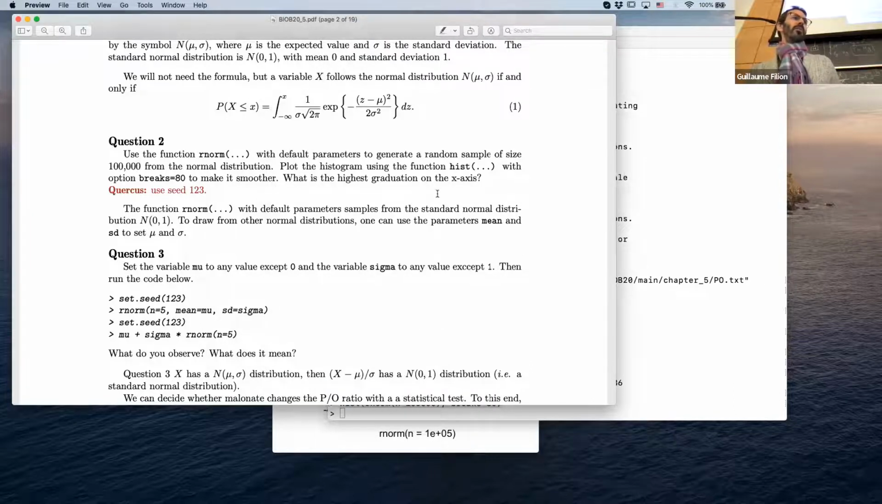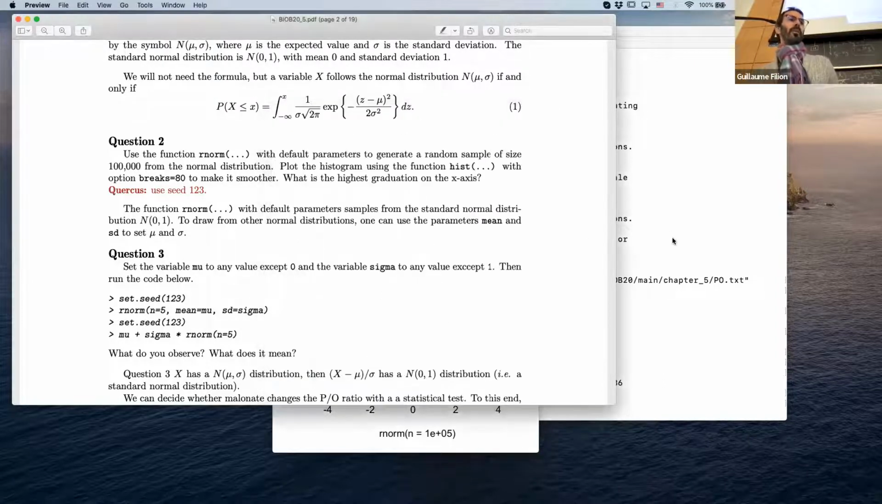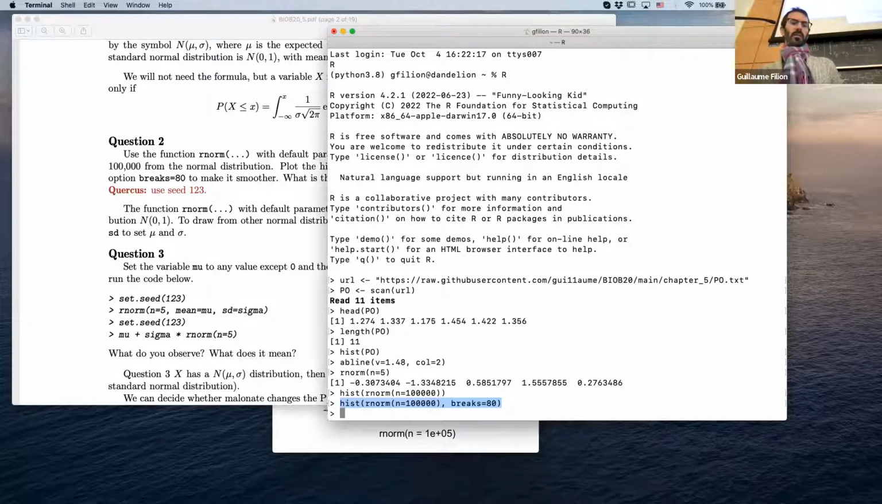What is the highest graduation on the x-axis? It's 4. I'll do it again with set.seed, just to be sure.